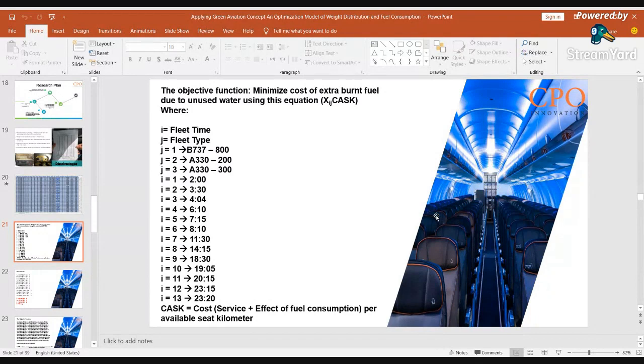So the i refers to the flight time. The j refers to the fleet type. So the X_ij alone means that the cost of the first plane model on the first fleet type equals a value. The CASK specifies the characteristics of this cost. So when we add the CASK to this term, it means that X now is the cost of the amount of burned fuel because of the amount of unused water per seat per kilometer for the first plane type, for the first departure time, equals a specific value. So the ij and the CASK just refer to the specification of the cost, which is the X.